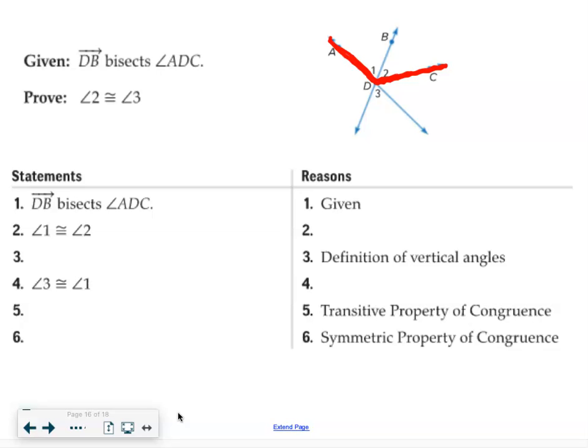Okay, so angle ADC is being cut in half by DB. So why do I know angle 1 is congruent to angle 2? What'd you guys say? Because of bisector. Yeah, it's being bisected, so you can write just bisector or definition of an angle bisector.